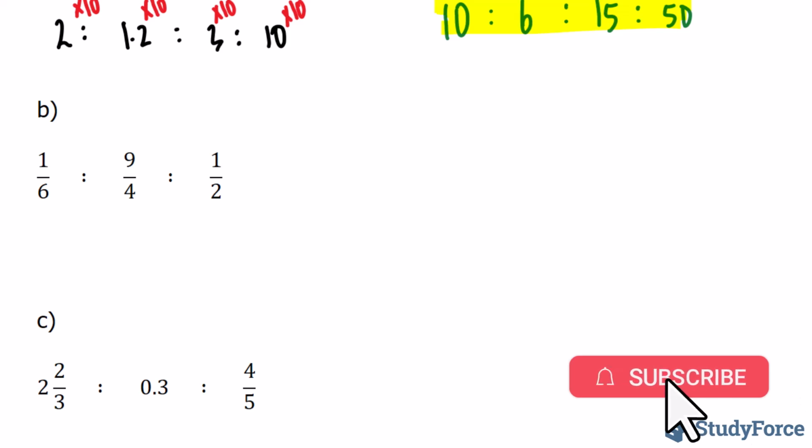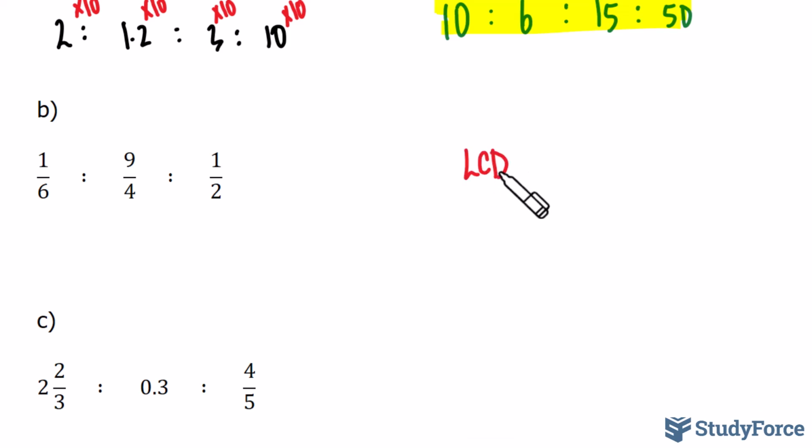This time the terms in the ratio are fractions. Unlike in the first example where we multiplied all of the terms by 10, here we must multiply all the terms by the lowest common denominator. That will clear all the fractions and make them into integers. Let me show you what I mean. The LCD of 6, 4, and 2 has to be 12.